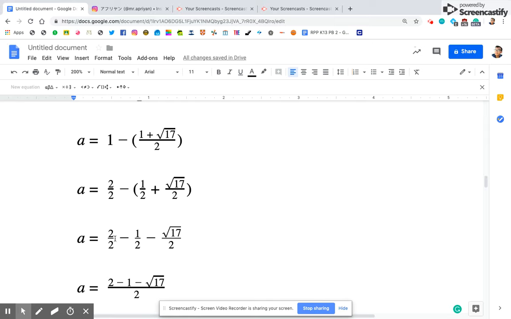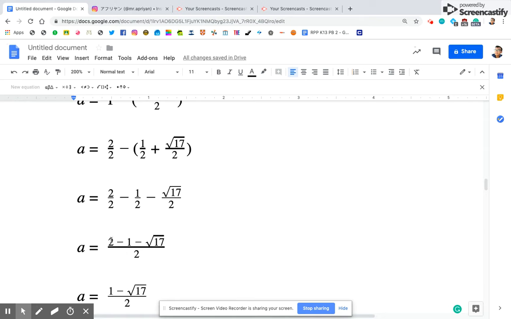And where did this guy come from, 2 over 2? Well, actually, I have 1 here, and I just change 1 to 2 over 2. Since all of these three fractions have the same denominator 2, I'm just going to combine the numerators. 2 minus 1 minus square root of 17.